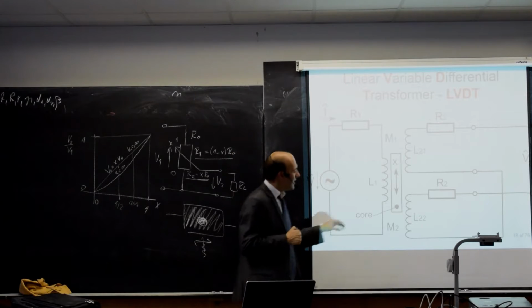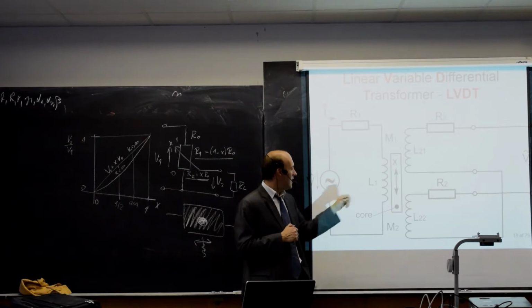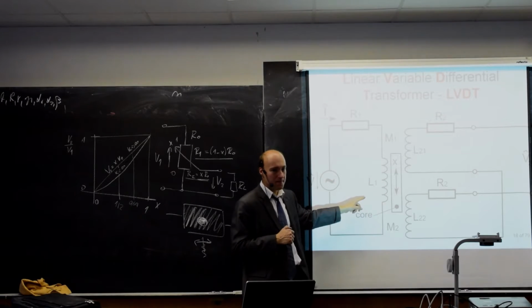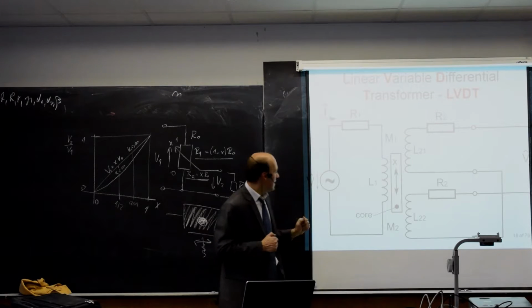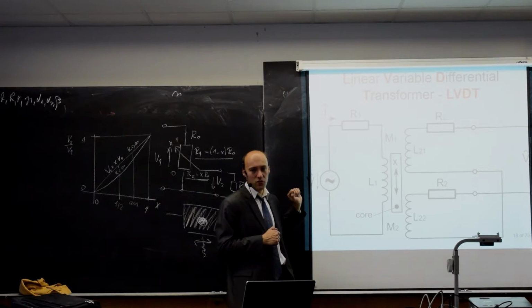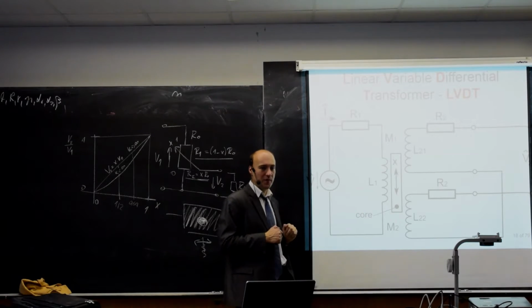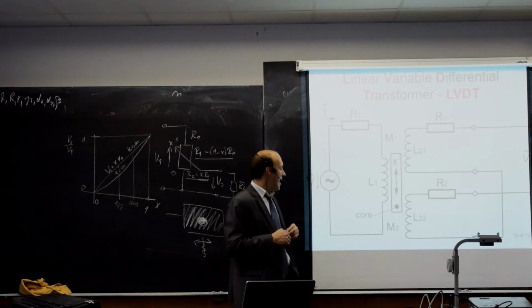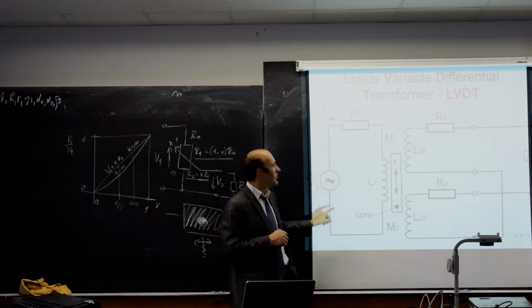So inside of this sensor, we have three windings. We have a primary winding and two secondary windings. The primary winding is powered by AC voltage from the power supply. It has some inductivity, L1, which is constant, and there will be some current flowing through this primary winding. Let's call that I.